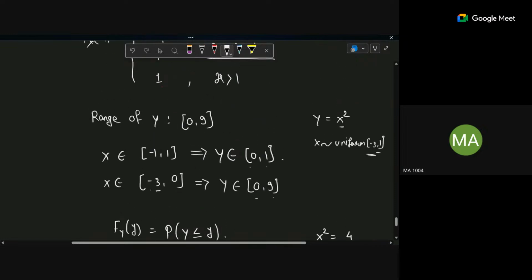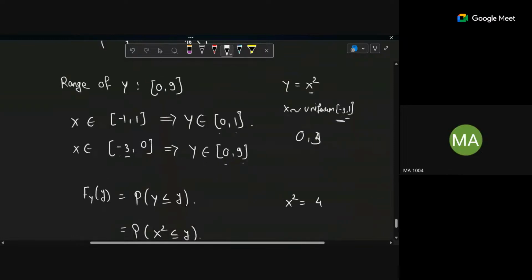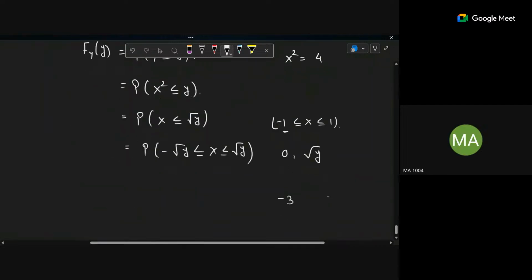Ma'am, can you explain it again? Minus 1 to 1, how do we get that? It's already given, right? No, it was not given. I have found it out. Y is equal to x square. So even if you put minus 1 or minus 1/2, y will lie between 0 to 1, right? That's why I have to integrate like that.